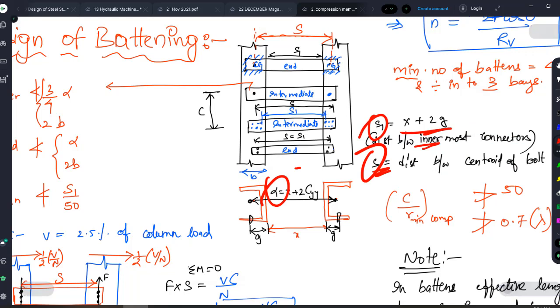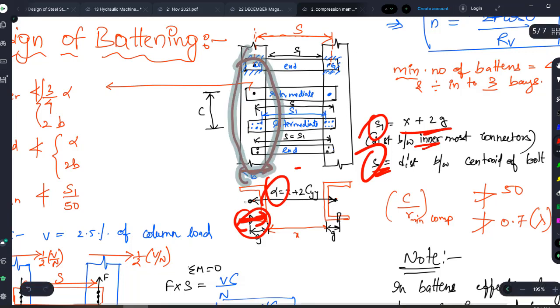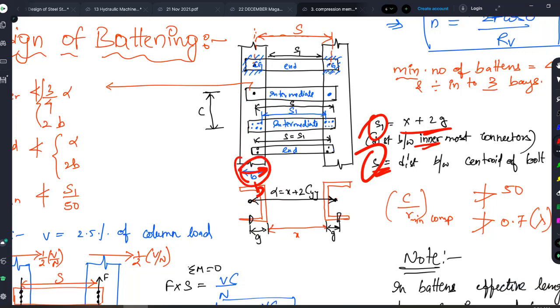Okay. And B is nothing but the leg distance of each C section, or whatever is given as per that. So each leg I am calling B. The width of each leg is B.